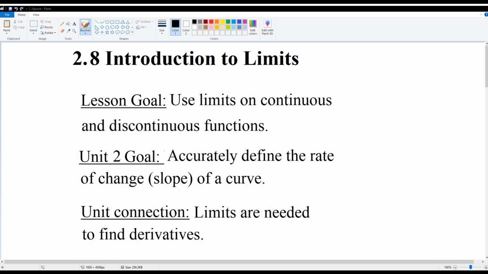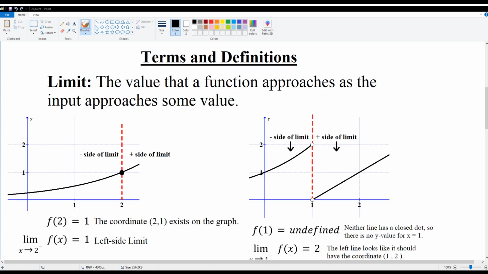For lesson 2.8, we will be introducing the idea of limits, and we are going to take some on both continuous and discontinuous functions. Limits are very important to find derivatives, so that's why we're looking at these.